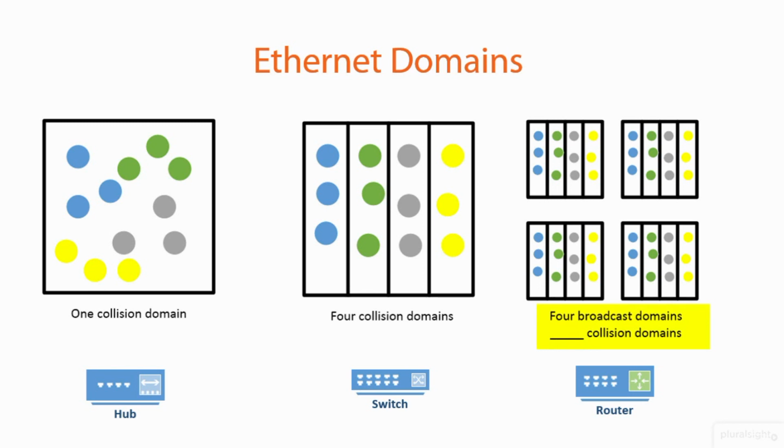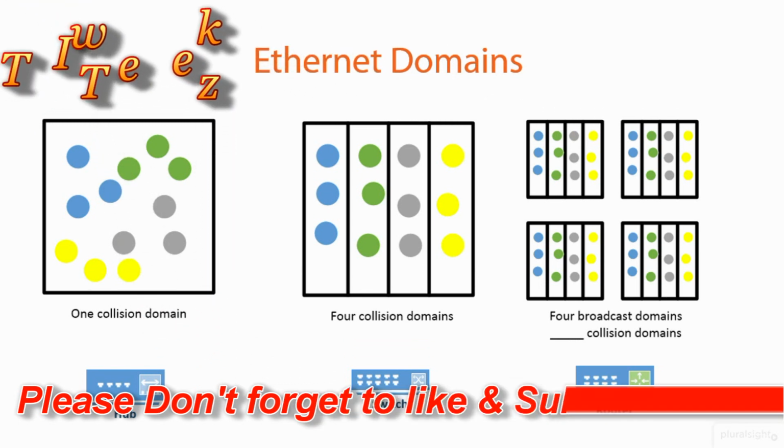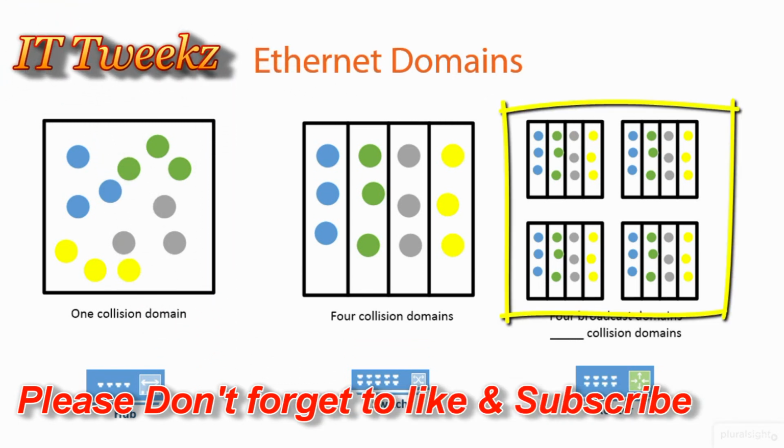Now notice I did a little fill in the blank here. You might be asked on your A+ exam to count how many broadcast or collision domains you have based on what kind of Ethernet architecture you have with switches and routers. I said that there's 4 broadcast domains.